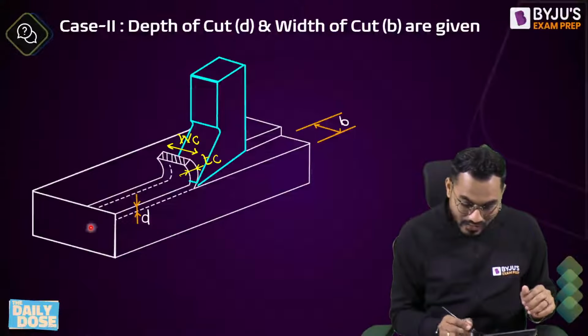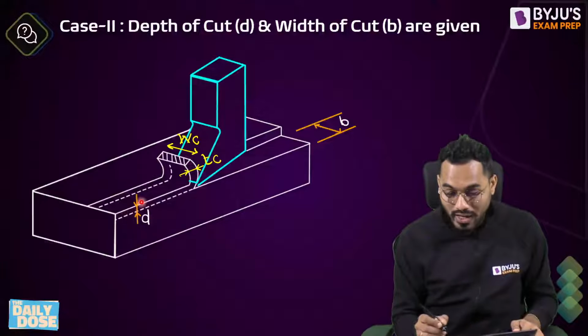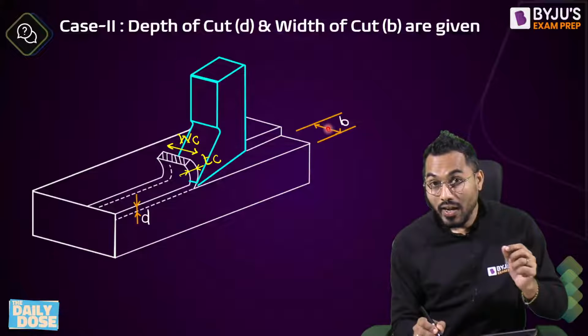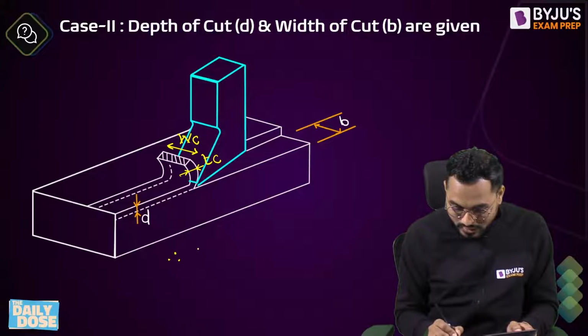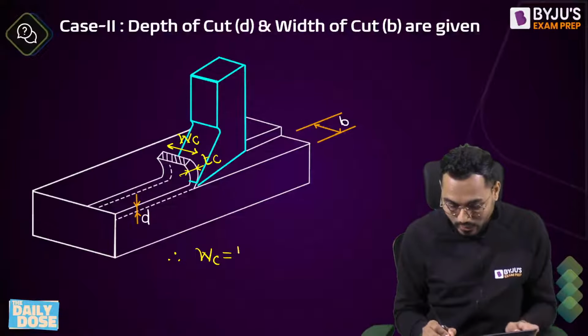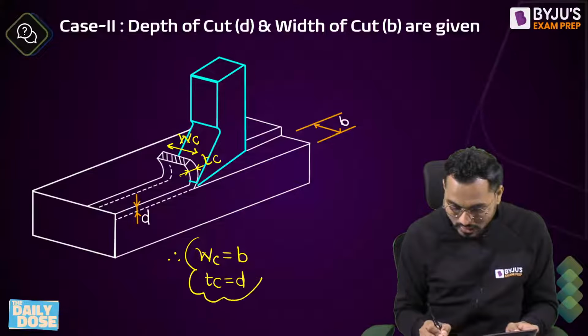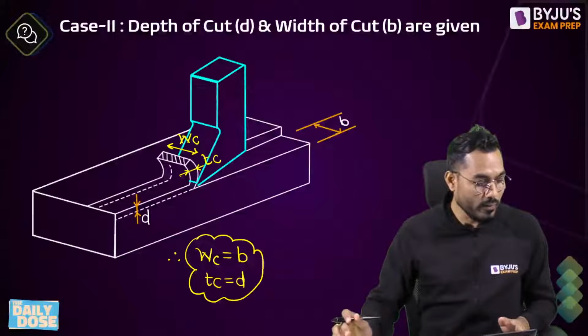You can easily understand that the thickness of the chip will be controlled by depth of cut, and the width of the chip is controlled by width of the cut. Therefore, can I say directly that the width of the cut will become exactly equal to the width of the chip, and that the chip thickness is exactly equal to depth of cut, without any doubt. Is it okay?